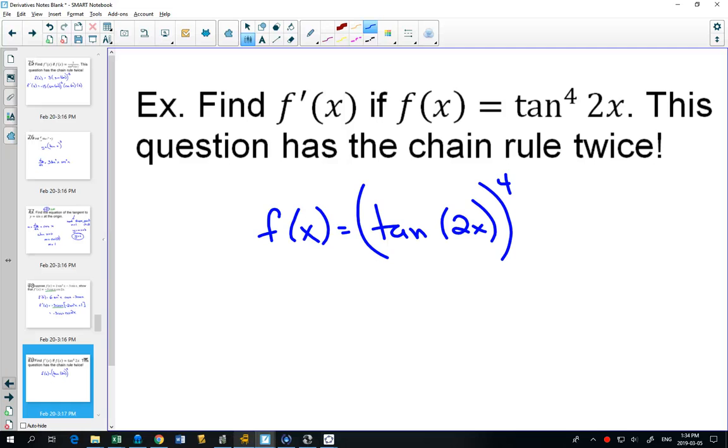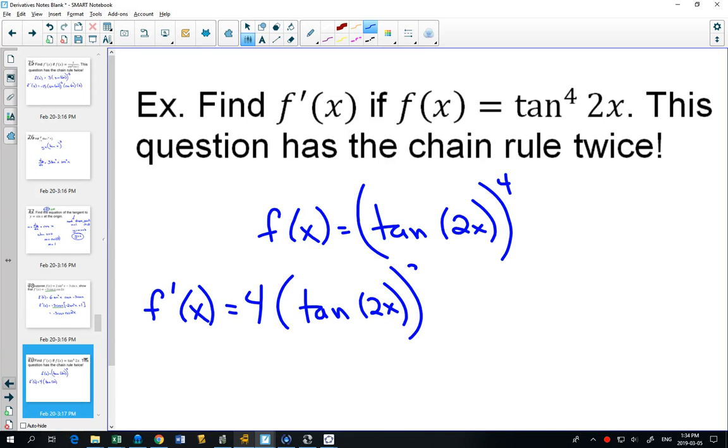This will be the chain rule twice. The chain rule always starts off with the derivative of the outside function, which is the 4. Keep the inside the same, still tan 2x. Subtract 1 from the exponent. Multiply by, now we do the derivative of the inside function. What's the derivative of tan 2x? Well, the outside function is tan, so the derivative will be secant squared 2x. Keep the inside the same. And now we have to multiply by the derivative of the inside function times 2.